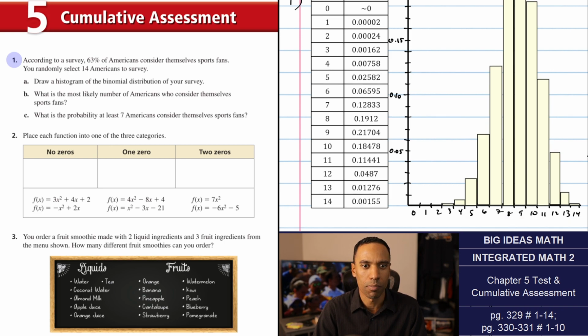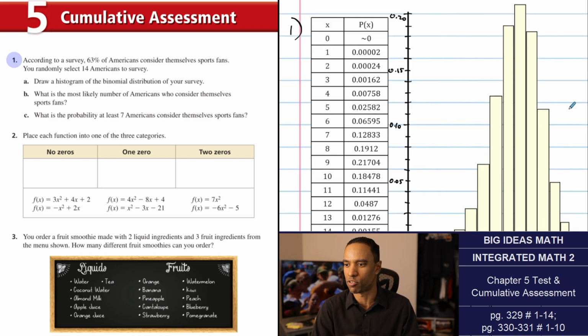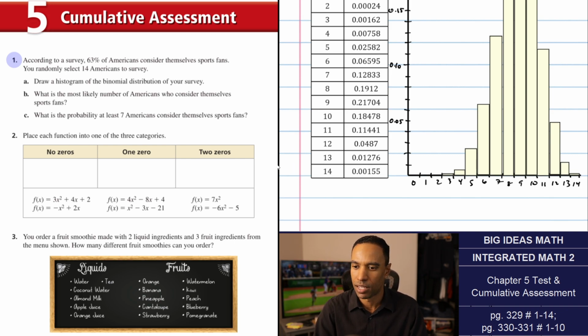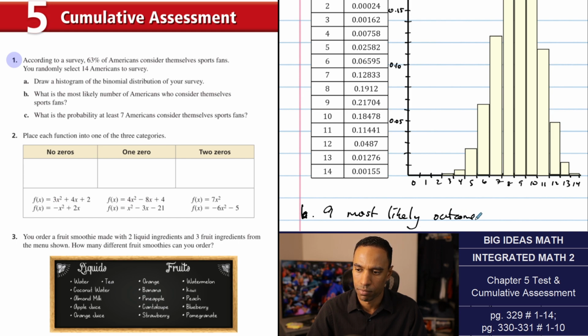All right, was that it? Draw a histogram. What is the most likely number of Americans who consider themselves sports fans, if you randomly select? So 9. 9 is the most likely outcome. That's part B, actually. Okay.